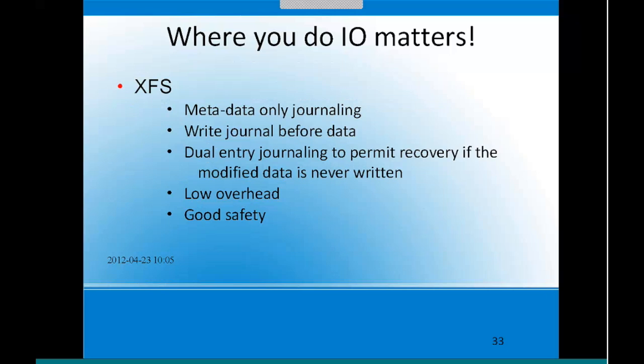Okay. XFS is metadata journaling only. It does write the journal before writing the data, so that there is some risk. Okay, but since the data is not journaled, it actually may increase the risk. But the general opinion is that it's a fairly safe kind of file system.